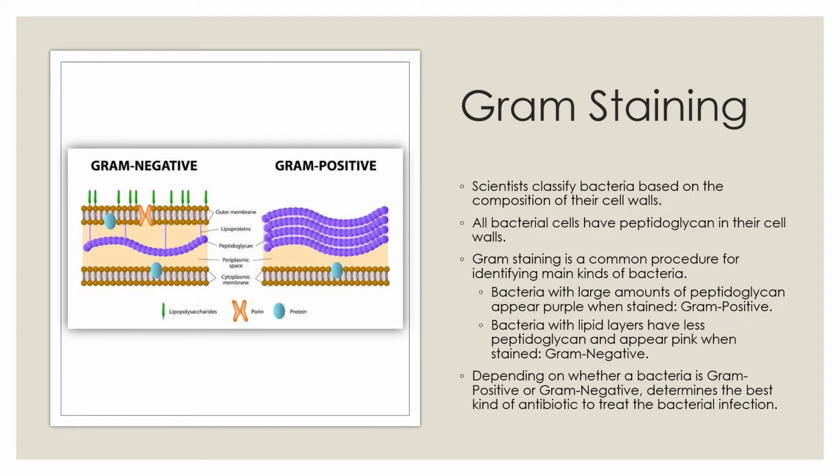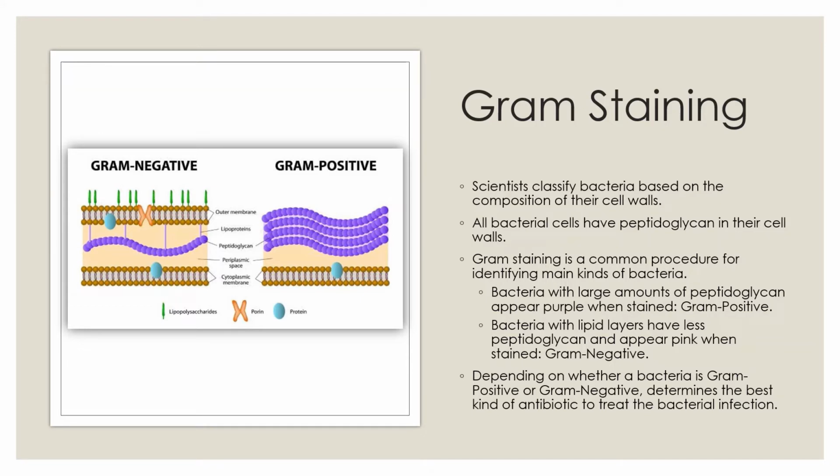Okay, Gram staining. So scientists classify bacteria based on the composition of their cell walls. All bacterial cells have peptidoglycan in their cell walls. Gram staining is a common procedure for identifying main kinds of bacteria.